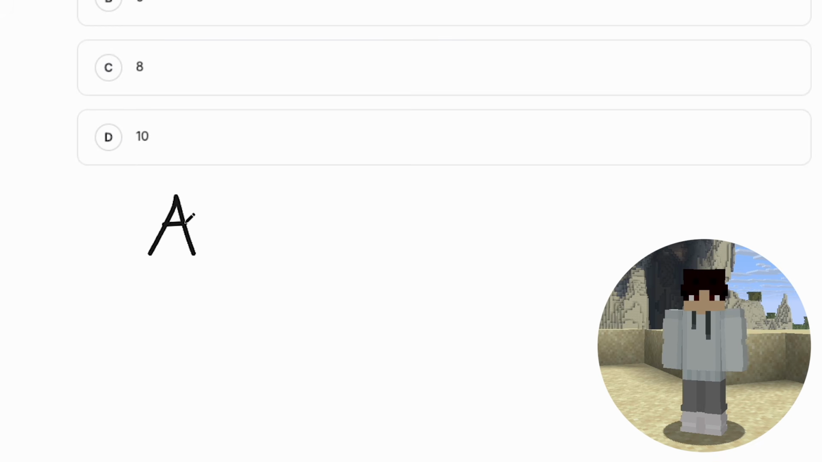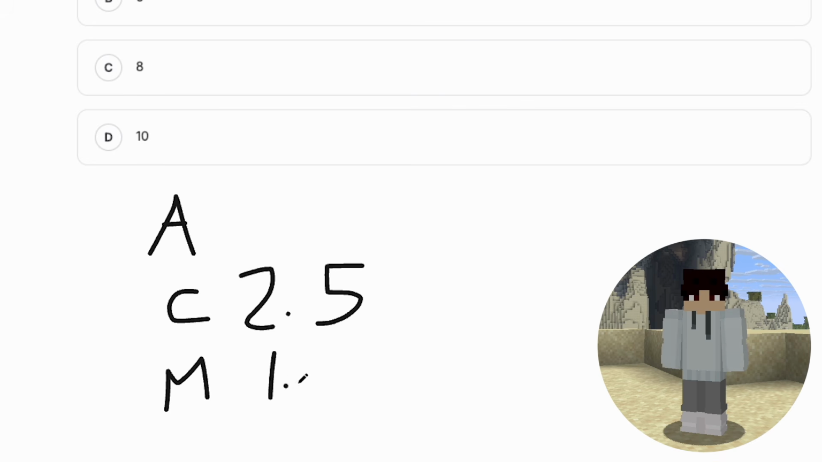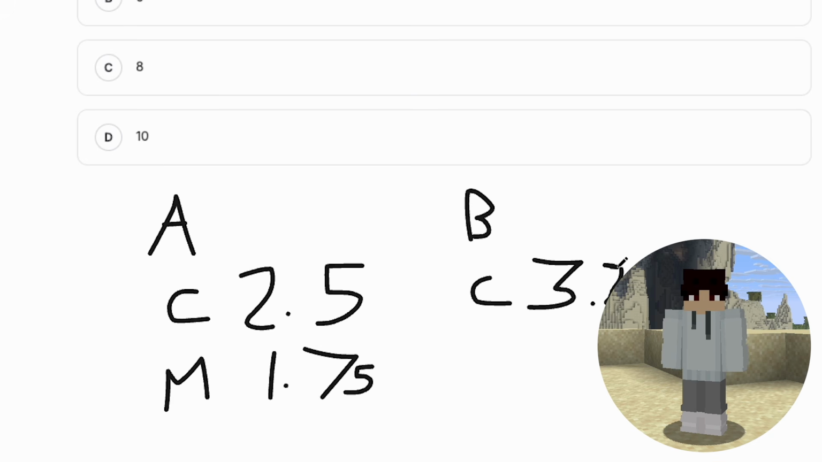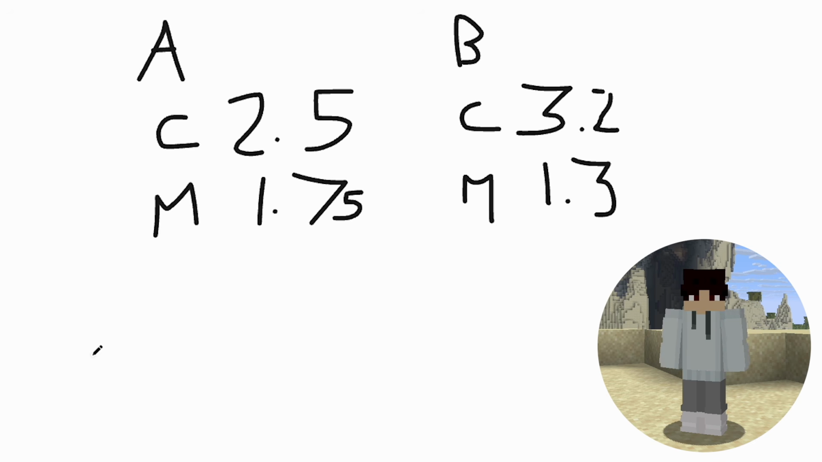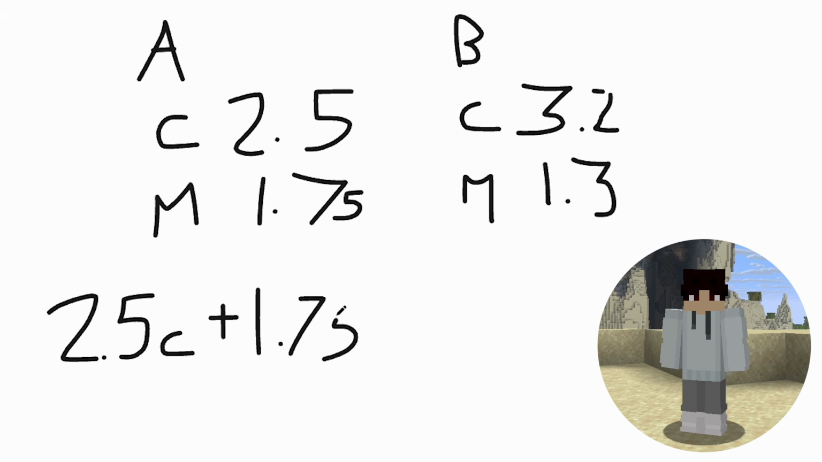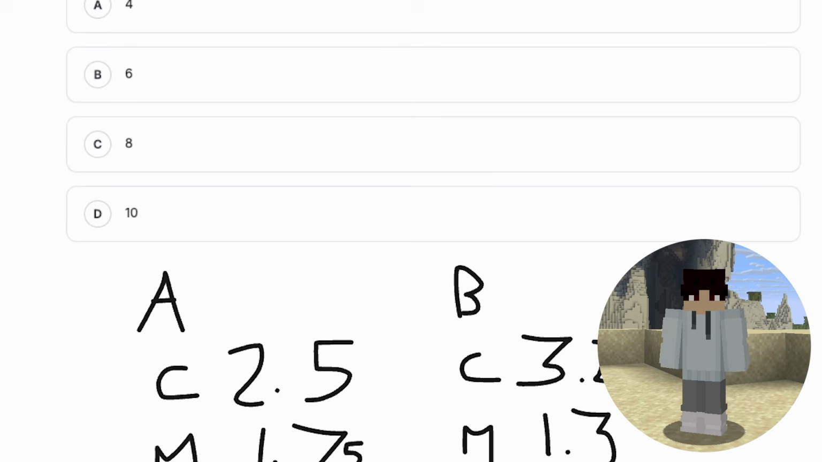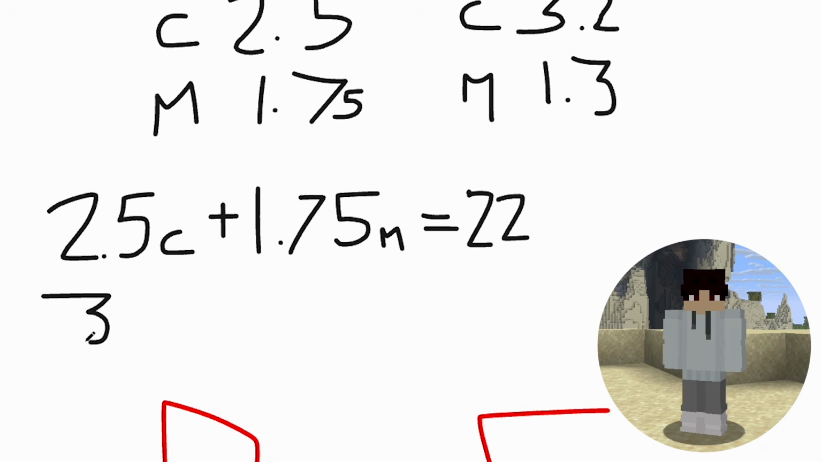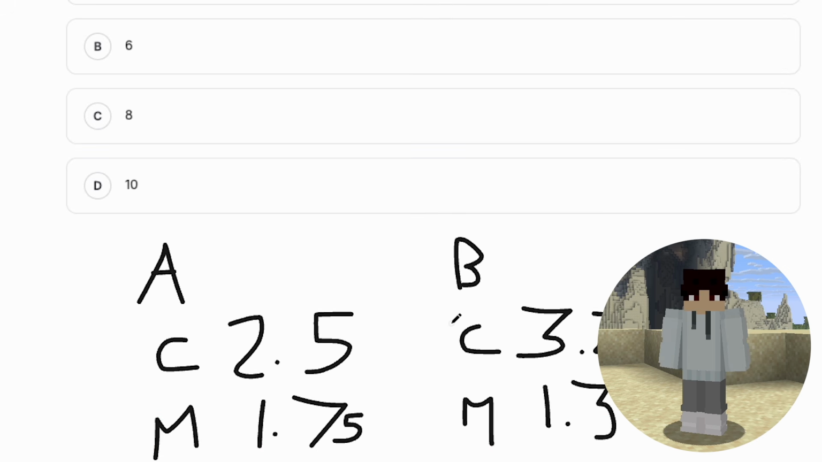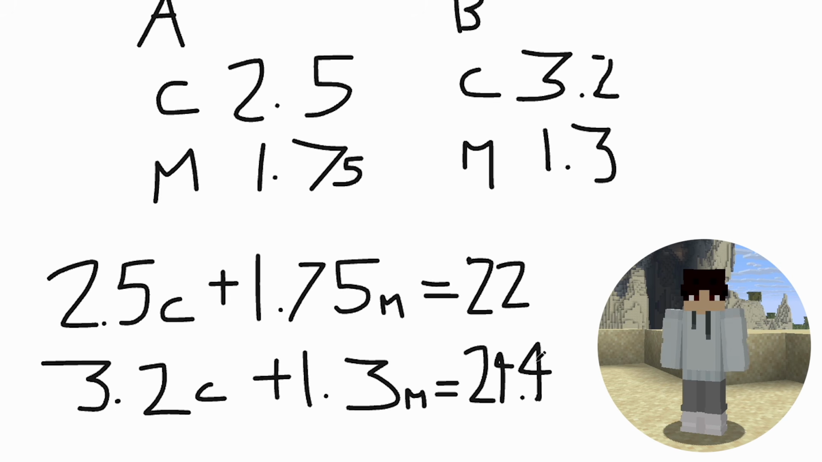So we can go ahead and do A, and that would be croissants 2.5, then muffins for 1.75. And then B, it's croissants for 3.2, and muffins as 1.3. So I think let's just put this in standard form, honestly. So we can just say 2.5C plus 1.75M is equal to 22. Then for the other one, it can be 3.2C plus 1.3M is equal to 24.4. And then finally, let's just go ahead and put this in Desmos.